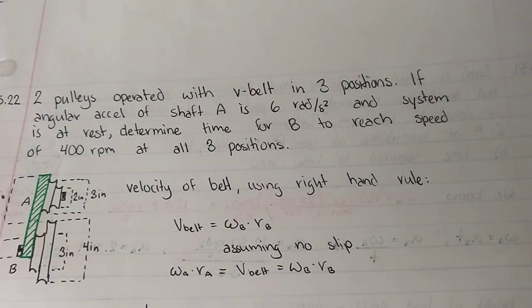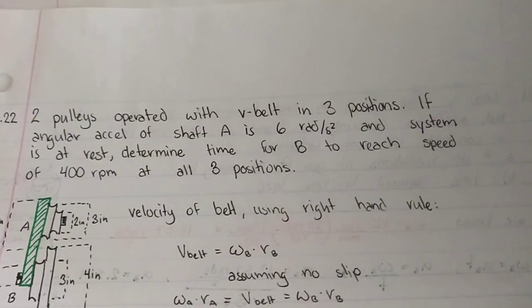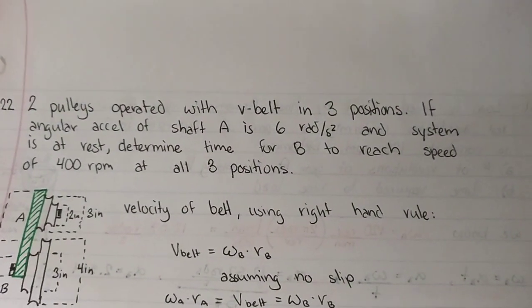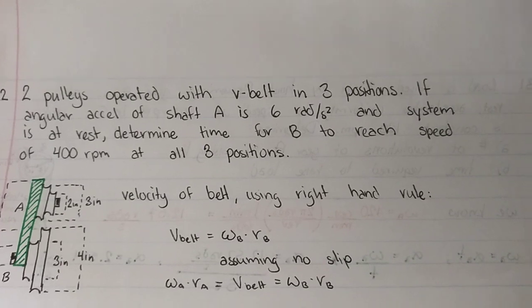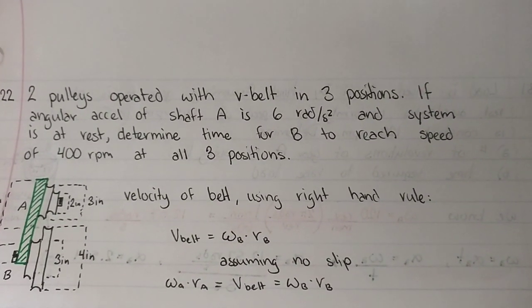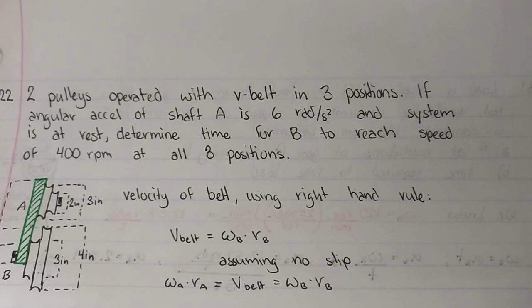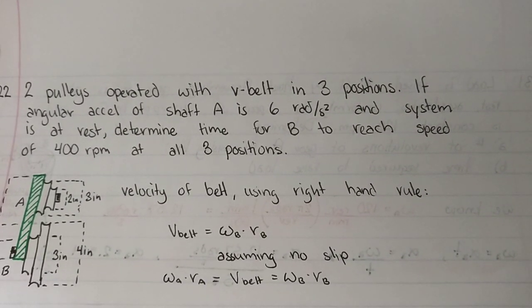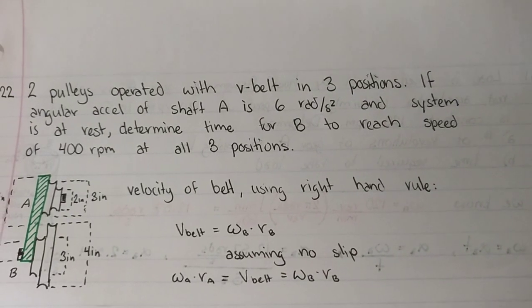Okay, so this is Chapter 15 homework set. We're going to start with the first problem. It says two pulleys are operated with the V-belt in three positions. If the angular acceleration of shaft A is 6 radians per second squared, and the system is at rest, determine the time for B to reach a speed of 400 RPM at all three positions.